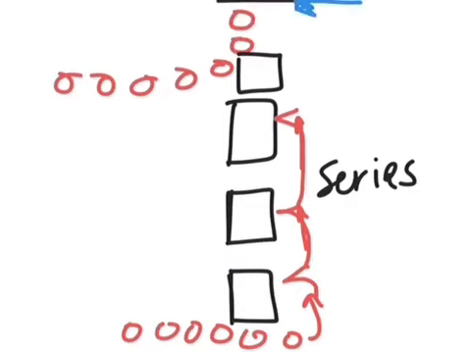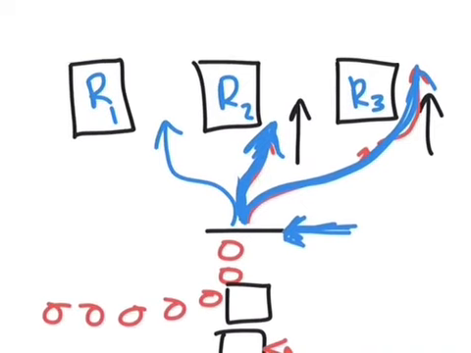Adding a resistor in parallel decreases the total resistance and makes the total current bigger.